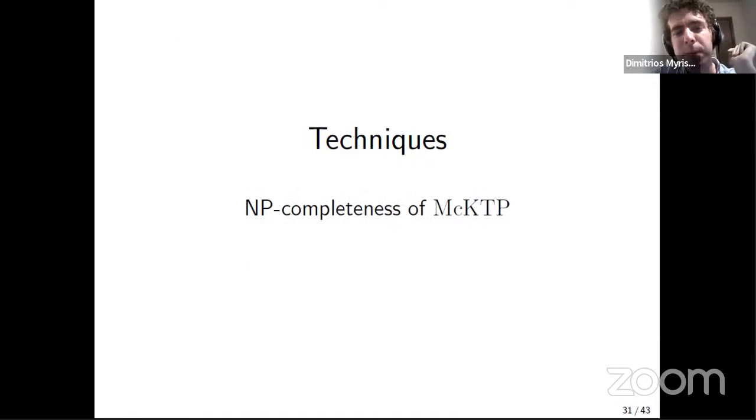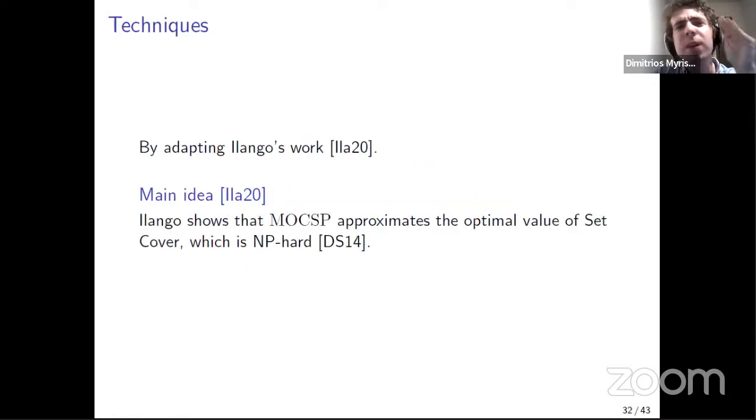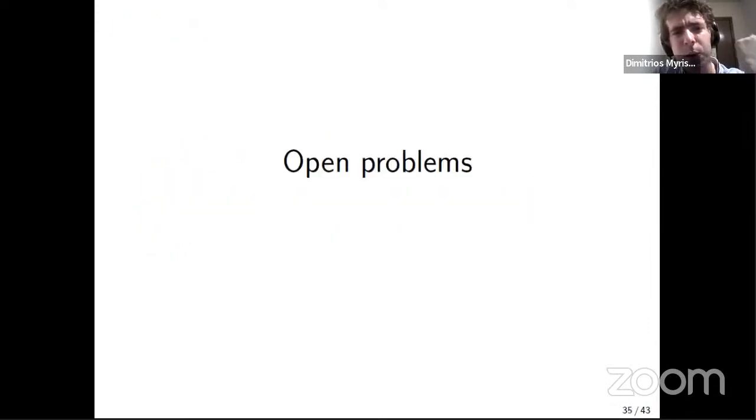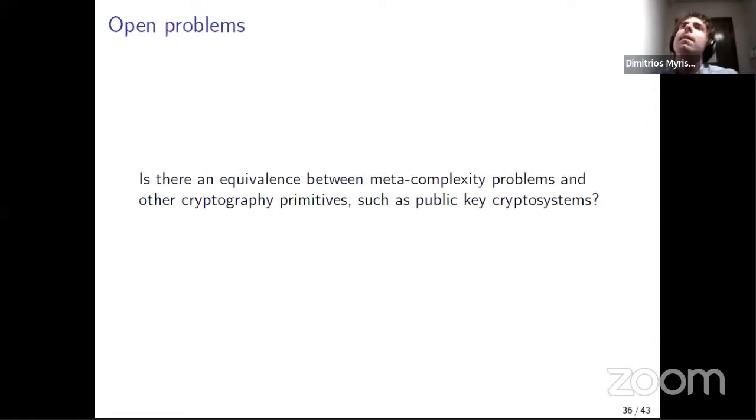And this gives the contrapositive of what we wanted to prove. Now about the NP-completeness of MCKTP, we used Ilango's work, and we adapted it in a nice way, I think. So for open problems, it's just one open problem. In this paper, we tried to show an equivalence between meta-complexity and the existence of one-way functions. We made some progress, but Liu and Pass are the ones that actually solved it, to be honest. But one question that is open is: can we show such an equivalence for other objects that are interesting for crypto, like public key cryptosystems?